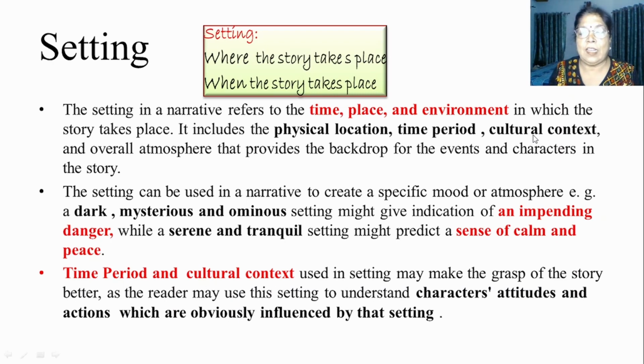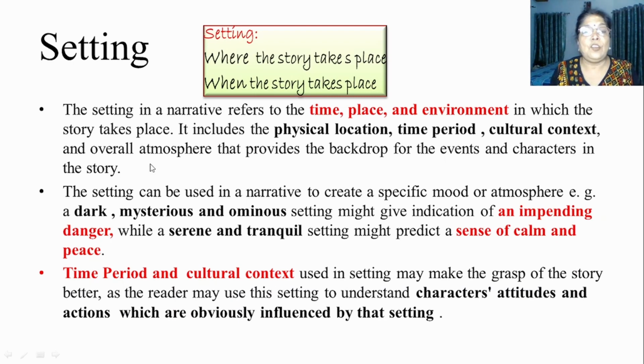And the cultural context. The cultural context means you are studying the stories of different cultures. Even in India, different cultures are there. If the story has the setting of northern India, it would have a different setting, and if it has the setting of southern India, it would have a different setting, because the cultures are also different. Similarly, the stories written in India would have a different cultural context in comparison to the stories written in America or France or Germany or Russia. And overall atmosphere provides a backdrop for the events and characters in the story.